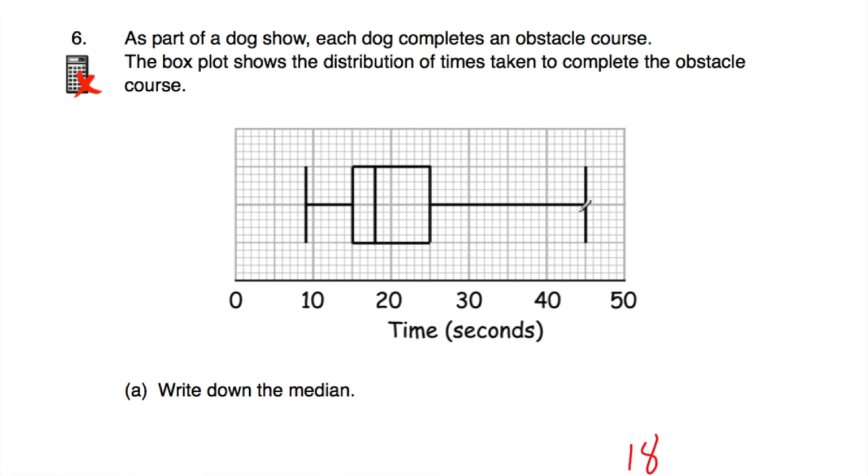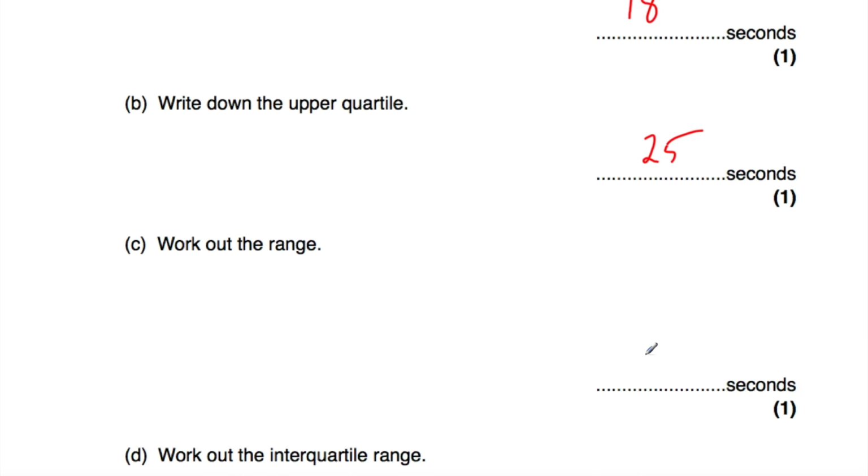Well, the range is the biggest take away the smallest, or in this case, the longest time take away the shortest time. The longest time is 45 seconds, and the shortest time is 9 seconds. So if we do 45 take away 9, that'll tell us the range. And 45 take away 9 is 36. So the range is equal to 36 seconds. So 36 seconds. And we got that by doing 45 take away 9.